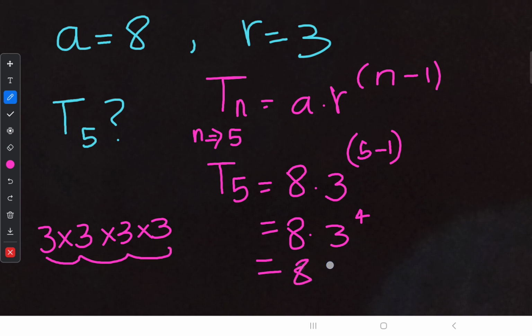So 8 times 81 is 648. This is the answer for this particular geometric progression question.